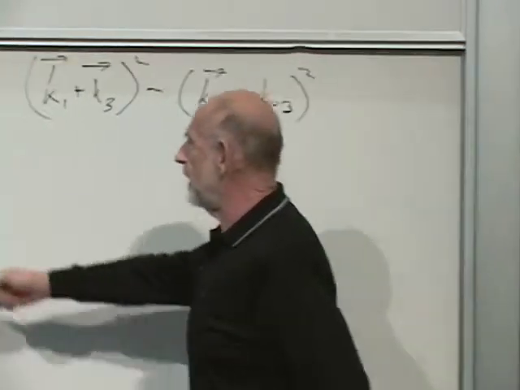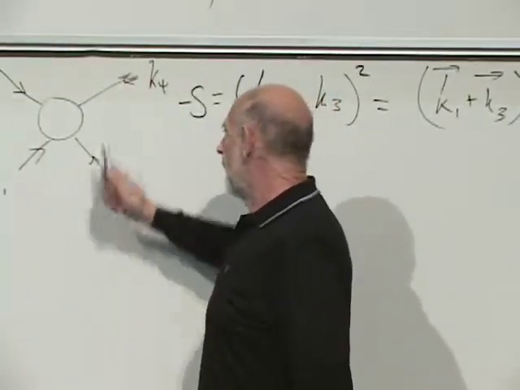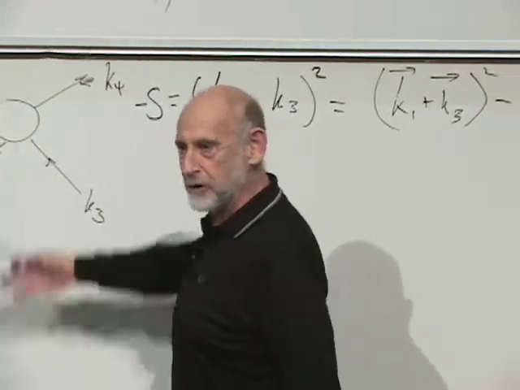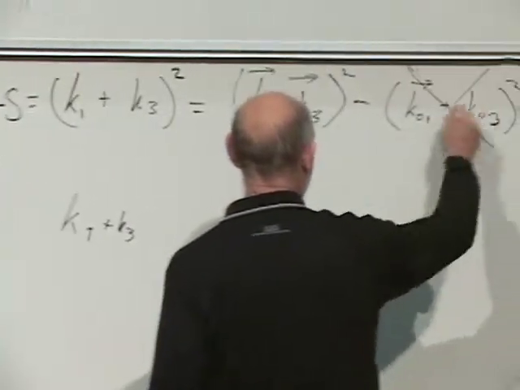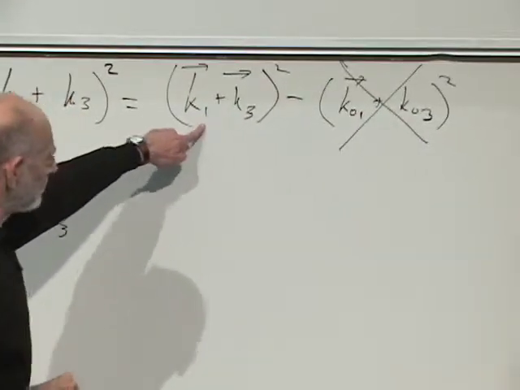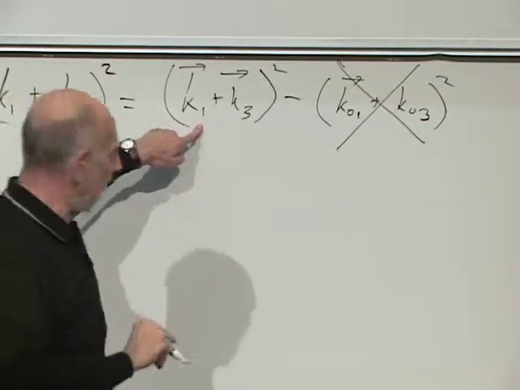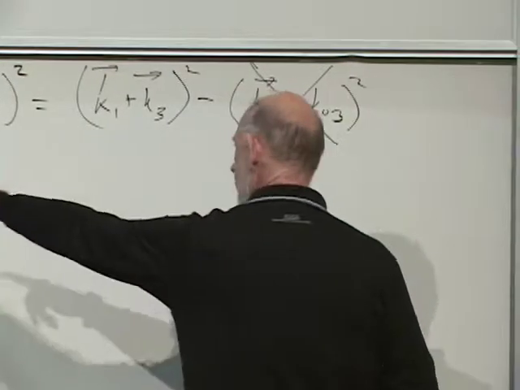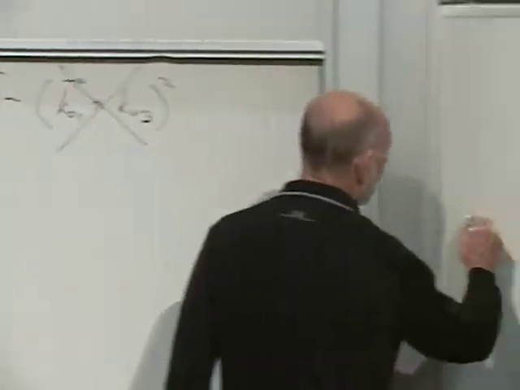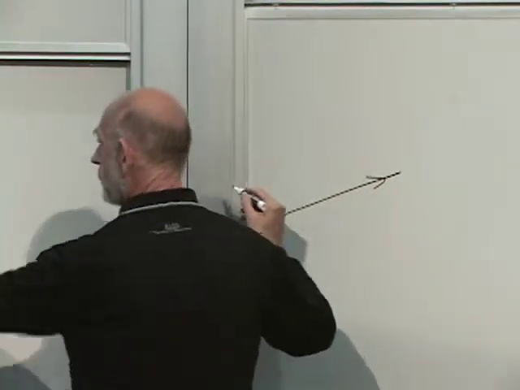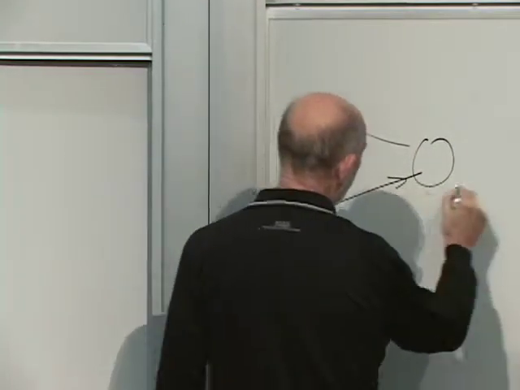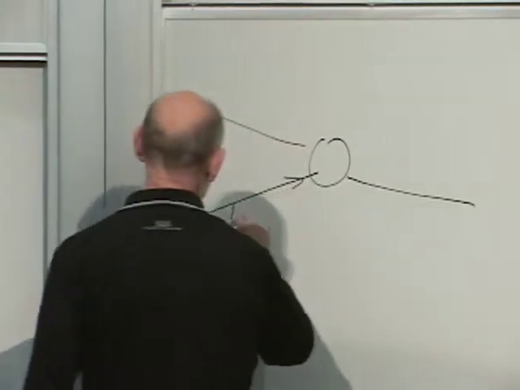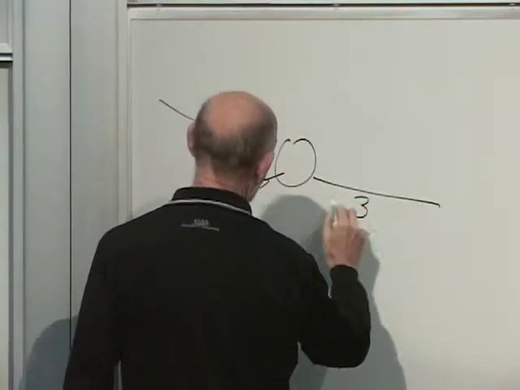Because K3 and K4, we flipped the sign on them. So this isn't there, and this is just K1 plus K3 squared. Let's see if we can see what that is. K1 comes in, particle 1 comes in, and of course also particle 2. Particle 3 goes out. 1 goes in, 3 goes out.